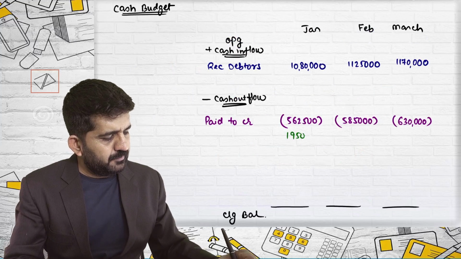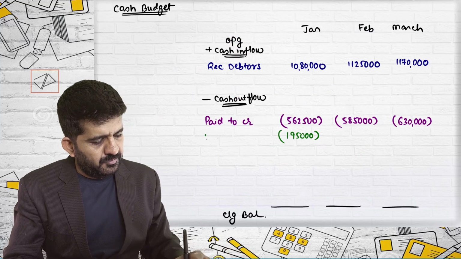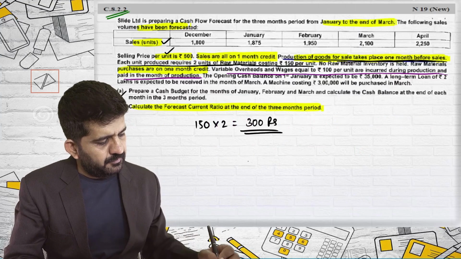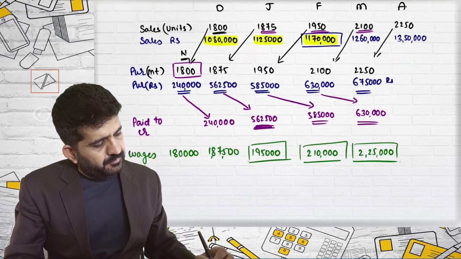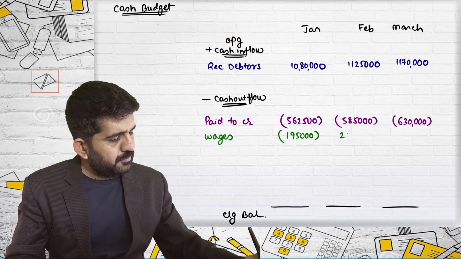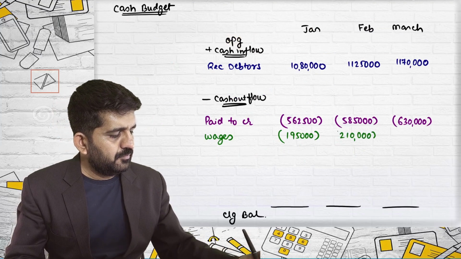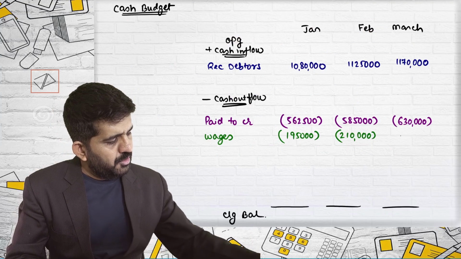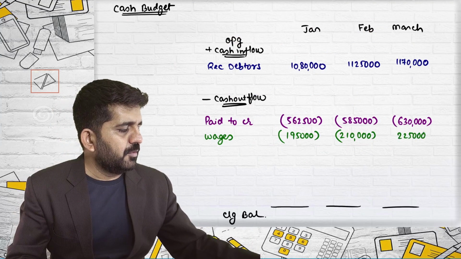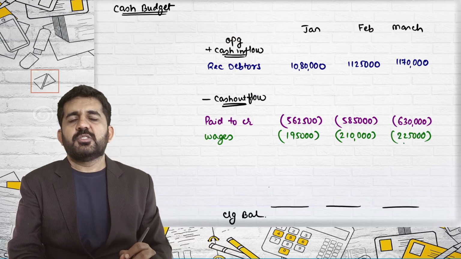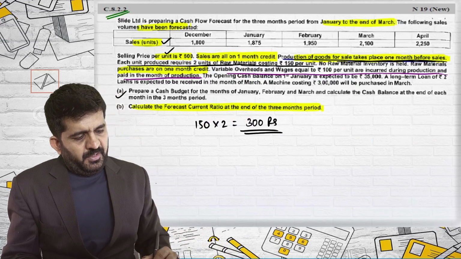1,95,000, this is wages. 2,10,000, this is wages. 2,25,000, this is my wages. We are going to the next point.